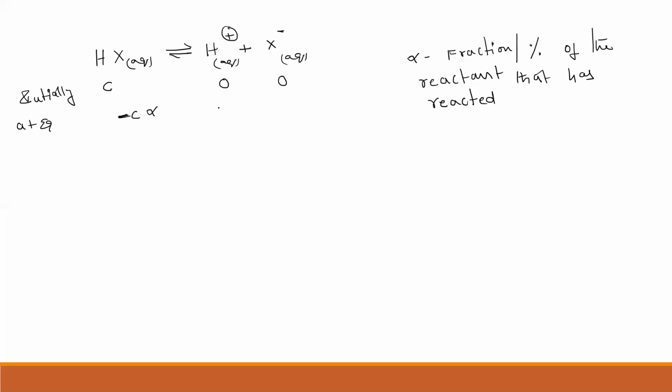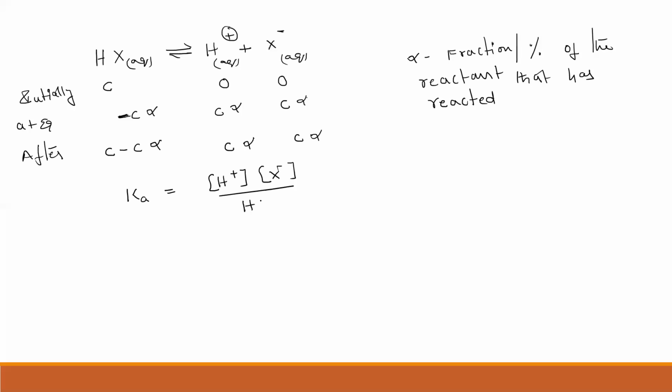How much H plus is formed? C alpha amount is formed, and X minus is also C alpha. At equilibrium, the concentration of HX is decreased by C alpha. So after attaining equilibrium, the concentration of HX is C minus C alpha, the concentration of H plus is C alpha, and the concentration of X minus is C alpha. Now the dissociation constant is the concentration of H plus times the concentration of X minus divided by the concentration of HX.